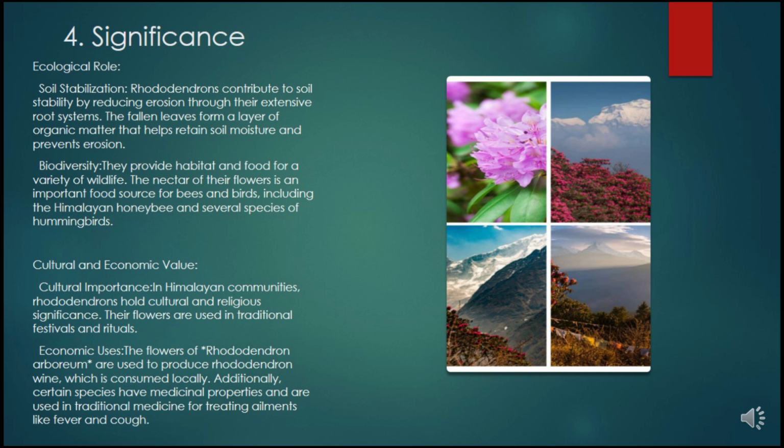Cultural and economic value. Cultural importance: in Himalayan communities, rhododendrons hold cultural and religious significance. Their flowers are used in traditional festivals and rituals. Economic uses: the flowers of Rhododendron arboreum are used to produce rhododendron wine, which is consumed locally. Additionally, certain species have medicinal properties and are used in traditional medicine for treating ailments like fever and cough.